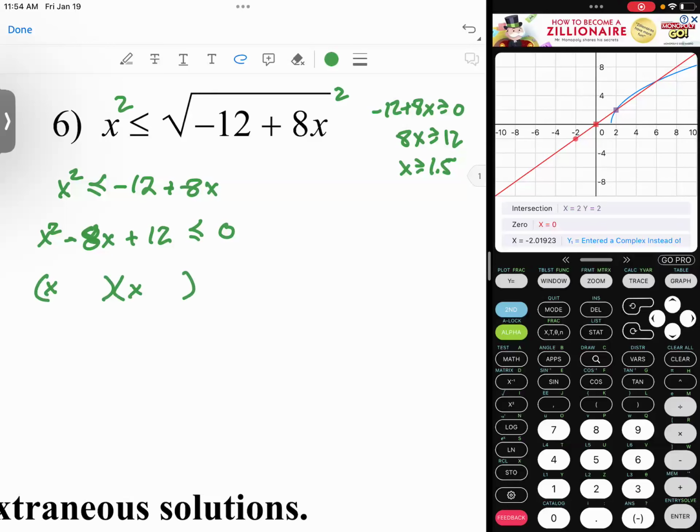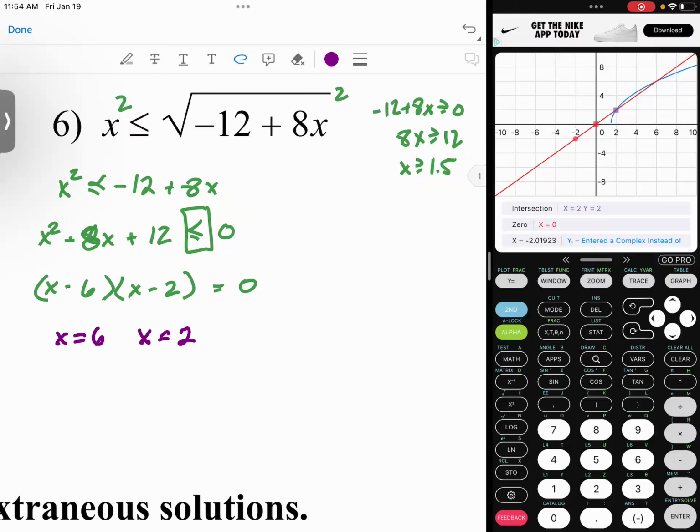So here's what we're going to do. We're going to factor. And actually, I'm just going to set it equal to 0. Factors of 12 that add up to negative 8: negative 6 and negative 2. So that means I get x equals 6 and x equals 2. And these are the numbers I'm going to test between them and see which of these is correct.